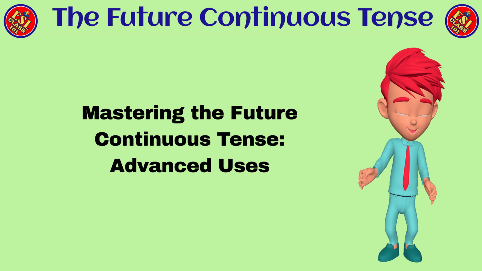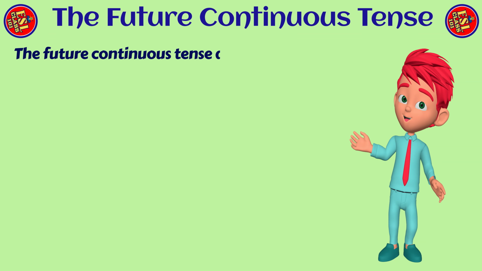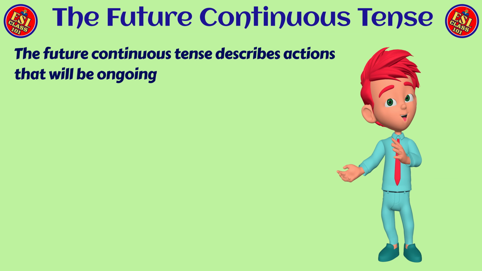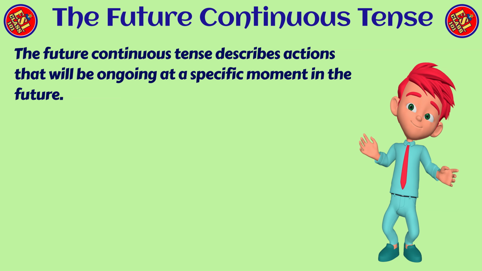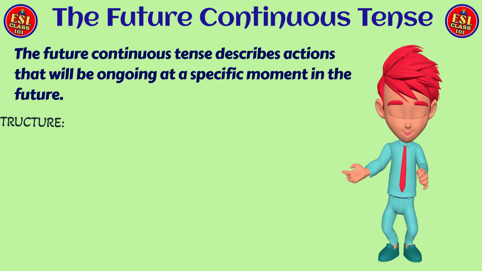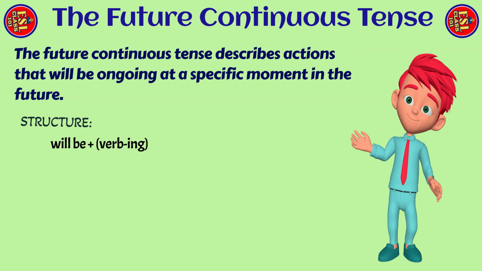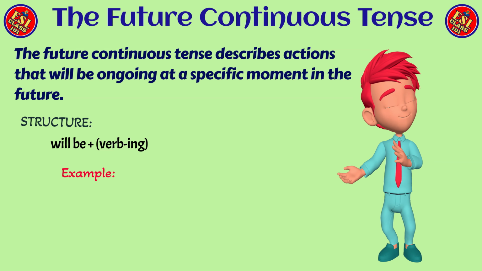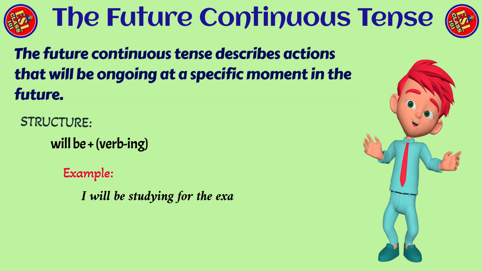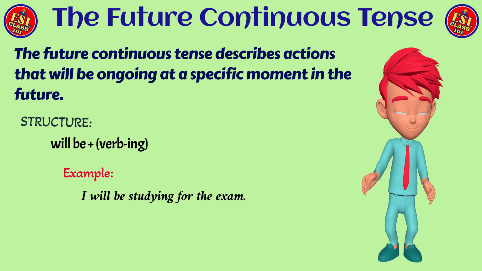Let's jump right in. The future continuous tense describes actions that will be ongoing at a specific moment in the future. It's structured using "will be," followed by a verb ending in "-ing." For example, "I will be studying for the exam." With that structure in mind, let's look at more advanced cases.